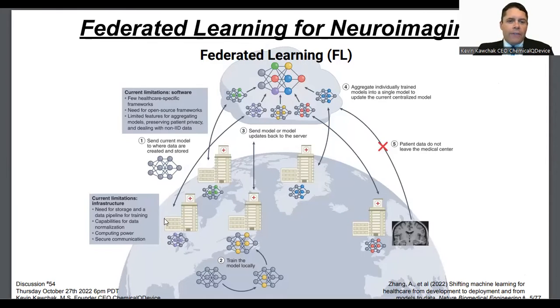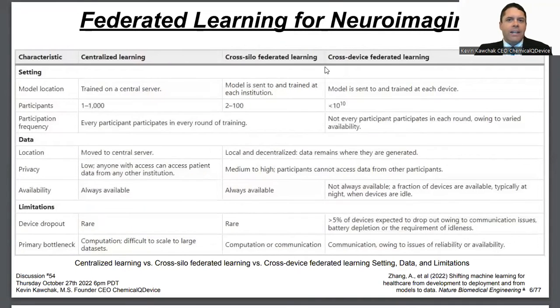Now, if you look on the left-hand side of this diagram, it says the current limitations: need for storage and a data pipeline for training, capabilities for data normalization, computing power, and secure communications. So as you can see, and as with any technology, a lot of these aren't likely going to be pure quantum, as was discussed on this panel before. And it's basically a gradual incorporation of quantum technologies as is needed.